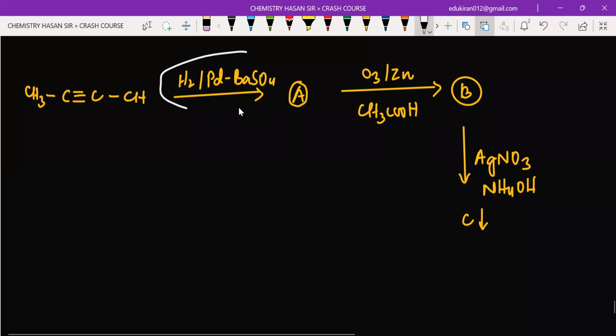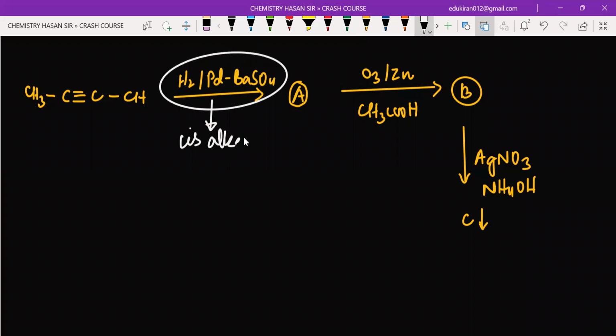So see, this H2 with Pd in the presence of BaSO4 is a reducing agent, and it gives you a cis alkene from an alkyne. So you are going to break this and hydrogen is added on both sides, the same side basically. So you will be getting this product. You will be getting this as A.